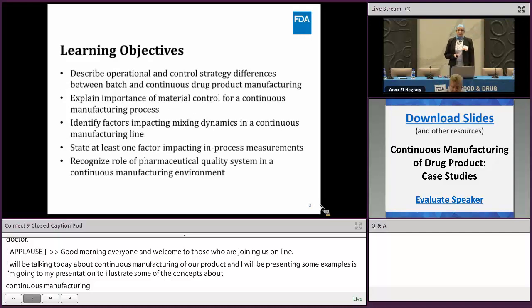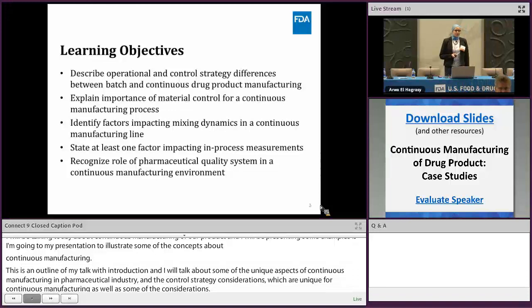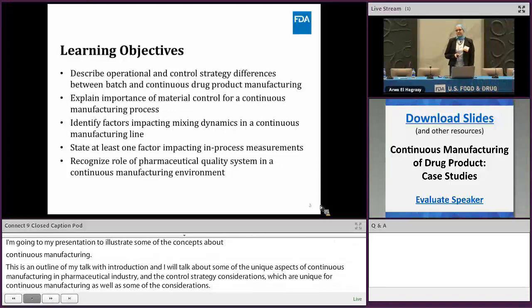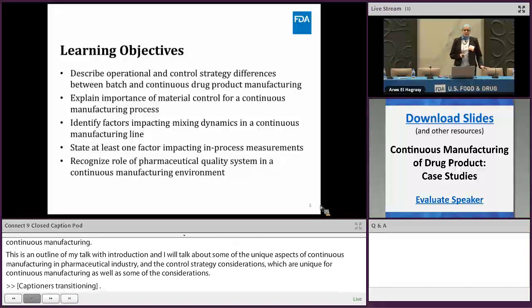Learning objectives for the talk would be to be able to describe the operational control strategy differences between batch and continuous manufacturing, and explain the importance of material control for continuous manufacturing process. Also be able to identify factors impacting mixing dynamics, in-process measurements, and most importantly, recognize the role of the pharmaceutical quality system in a continuous manufacturing environment.